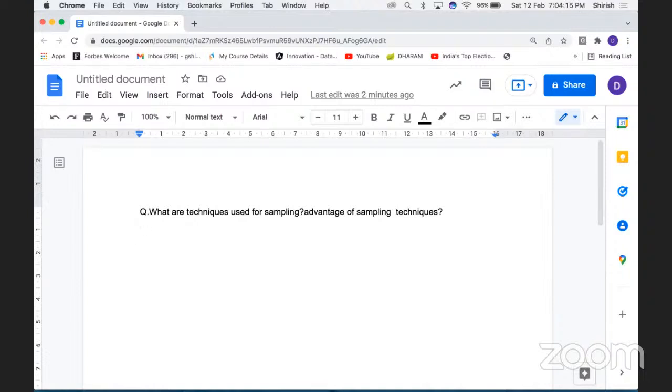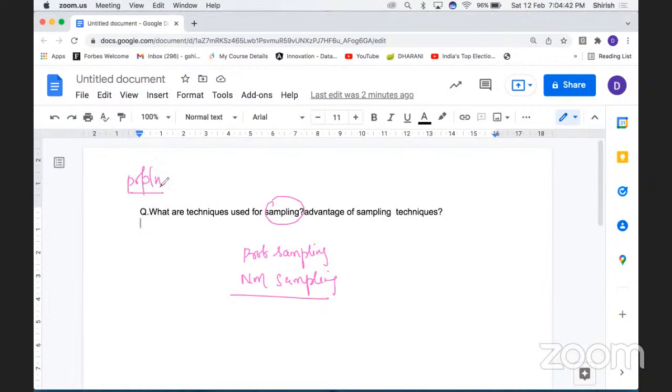So basically, to put it in a small phase, we have techniques: the first one, probability sampling technique, and non-probability sampling technique. So why are you using sampling? Because we don't have enough resources to work with population data.